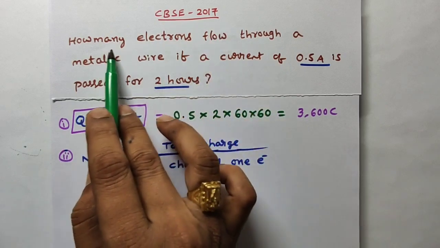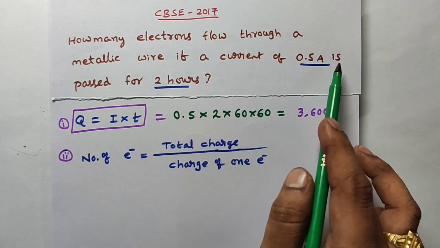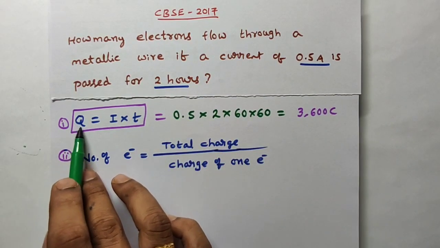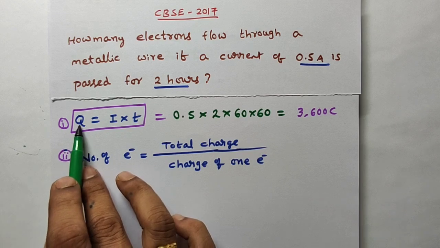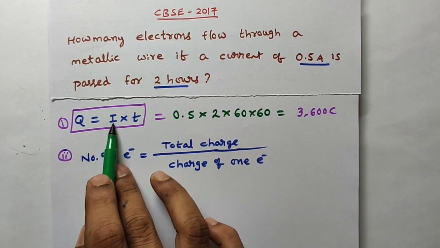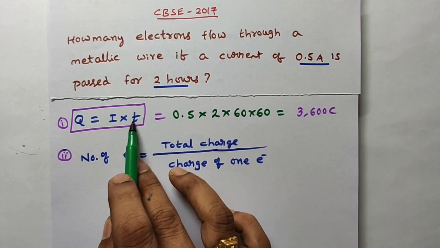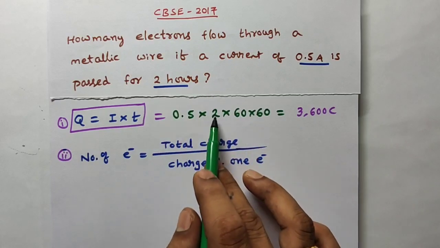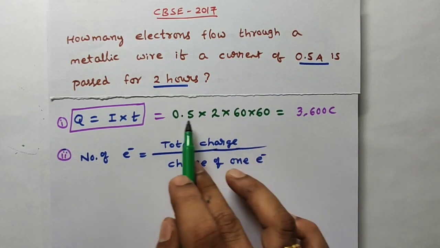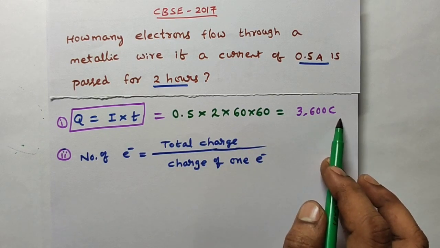CBSE 2017. How many electrons flow through a metallic wire if a current of 0.5 amperes is passed for 2 hours? First of all, let us find out the quantity of electricity passed through the metallic wire. Q equal to I into T. Remember this formula. I is the current, 0.5 amperes. T is time in seconds, so 2 hours is 2 into 60 into 60. If you multiply 0.5 into 2, that is 1, and 60 into 60 is 3600 coulombs.